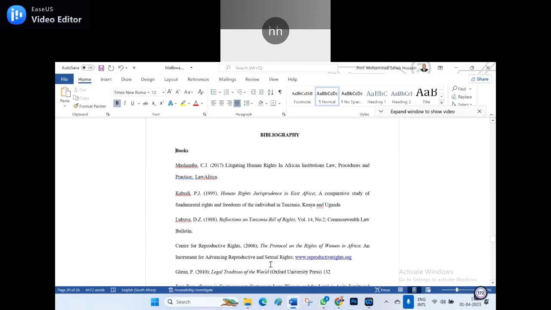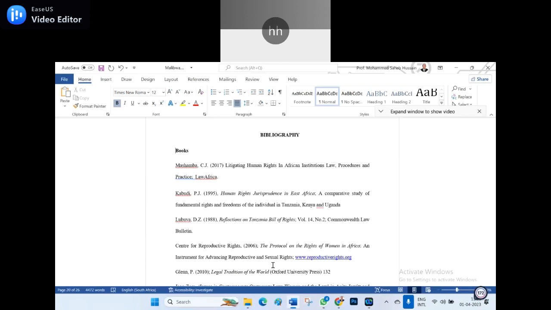So again, you have to keep in mind, if it is a book, the title of the book is always in italics, and a newspaper title always in italics, a journal title always in italics, and ends with a full stop. But I did not see Litigating Human Rights in the African Institutional Law and Procedure and Practice, Law Africa. It is a book. So what do you have to write? A book should be underlined, I mean, a book should be in italics, then ends with a full stop. Then author, I mean, edition. There is no edition. If there is no edition, it means it's the first edition.